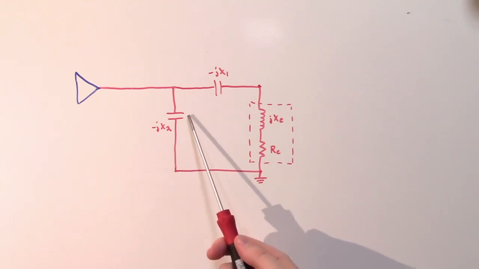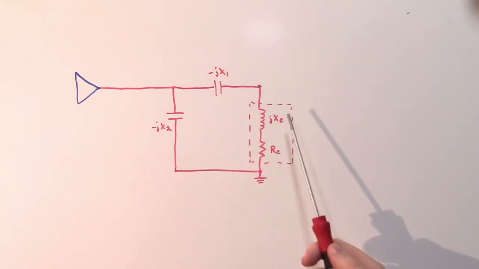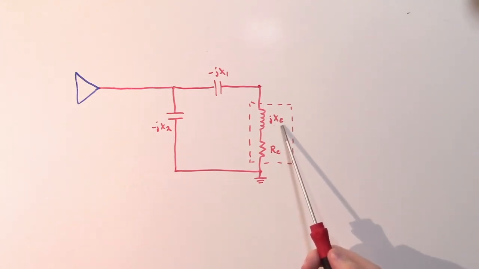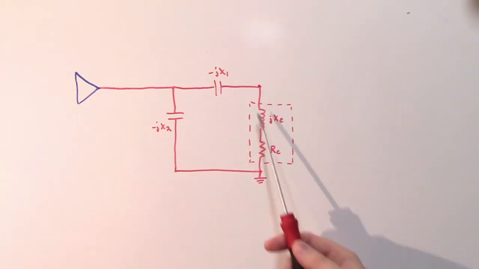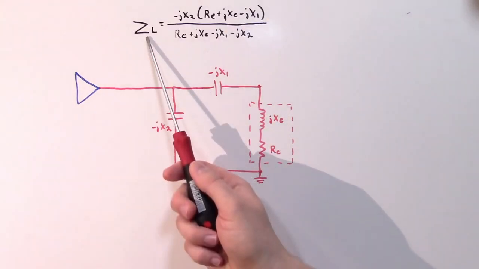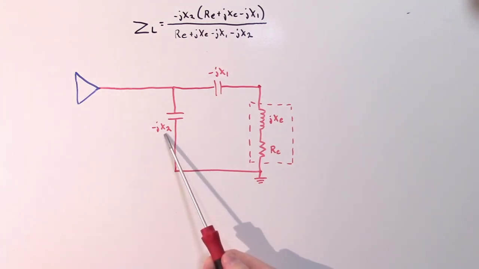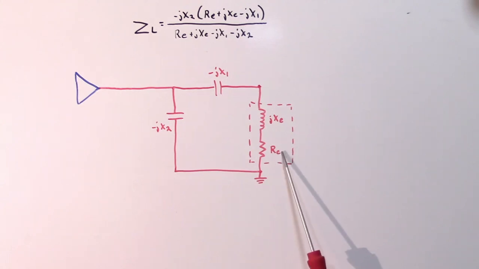And this is simply the impedance of C2 in parallel with a series combination of the impedance of C1 and the impedance of the crystal, which is JXE and RE here. So if you've ever combined parallel resistances, you know how to combine these parallel impedances. It's just going to be the product of the two parallel impedances divided by the sum of the two parallel impedances. So that means that our load impedance is simply going to be negative JX2 times the sum of RE, JXE, and negative JX1 divided by the total sum, RE plus JXE minus JX1 minus JX2.